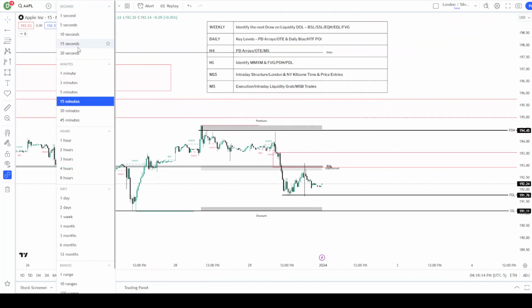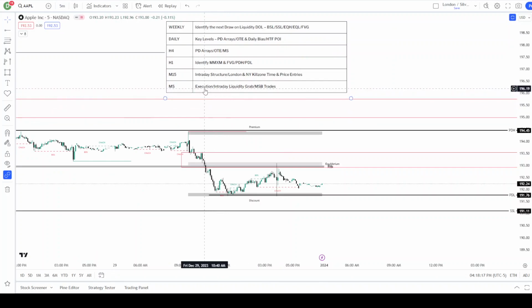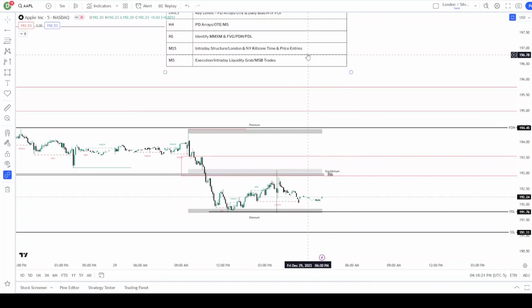And then if we drop down to the 5-minute chart, we're looking for intraday liquidity grabs, market structure breaks, same kind of stuff on the 15-minute chart.